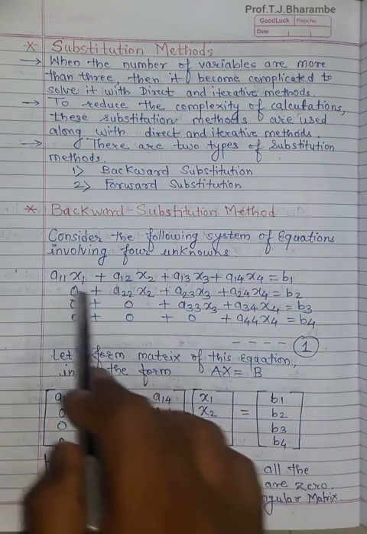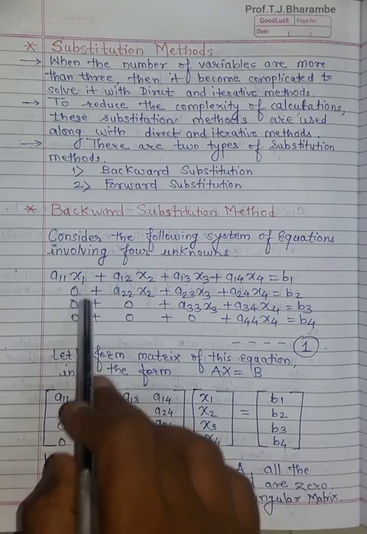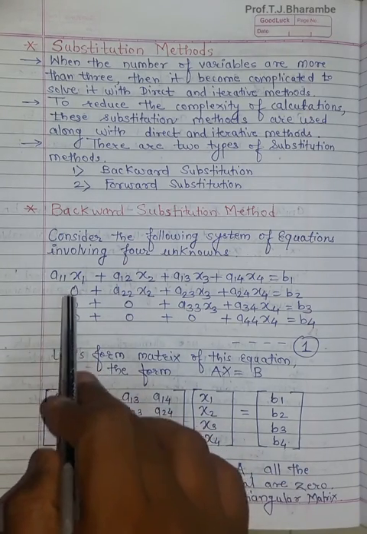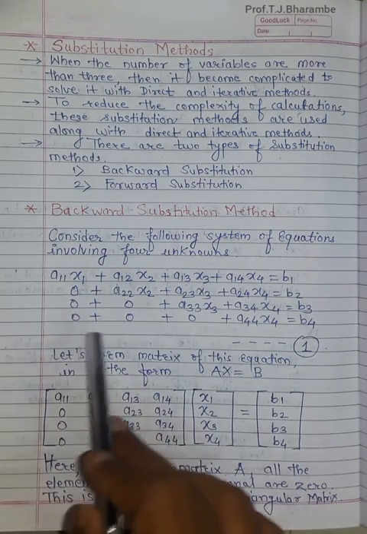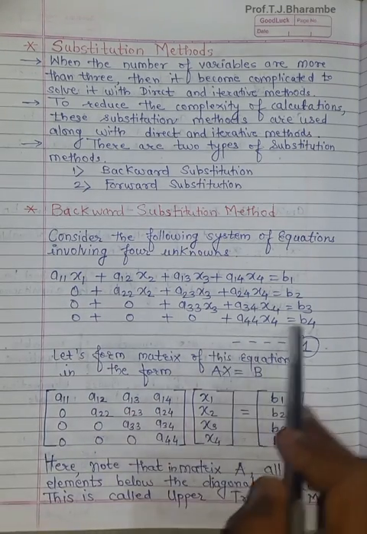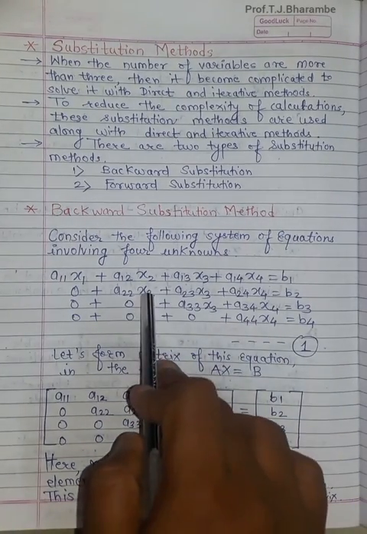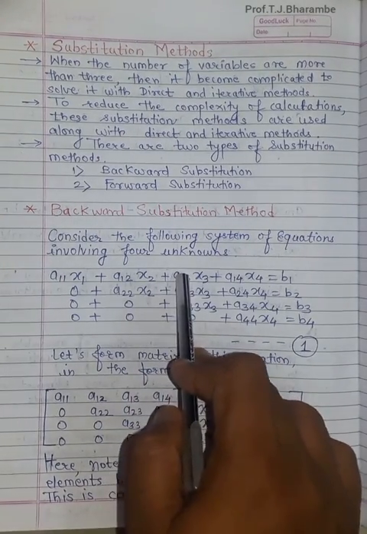As you can see here, these values are 0 in each and every equation. The number of variables eliminated is increasing, and only in the last equation is there only one variable. Here there are 2 variables, here there are 3 variables, and in this particular equation there are 4 variables.